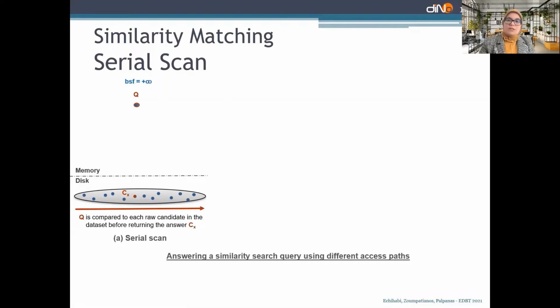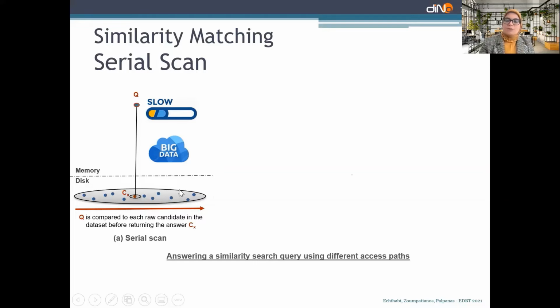So we start by initializing a BSF to plus infinity. We calculate the distance between Q and the first candidate. Because it is certainly smaller than plus infinity, we update the BSF. And then we proceed sequentially, checking every single candidate in the dataset. Once the algorithm gets to the actual answer, the BSF is updated again. But the algorithm does not stop here. The exact algorithms have to process every single point before returning the final answer. And as you can see, for big data collections, this can be extremely slow.